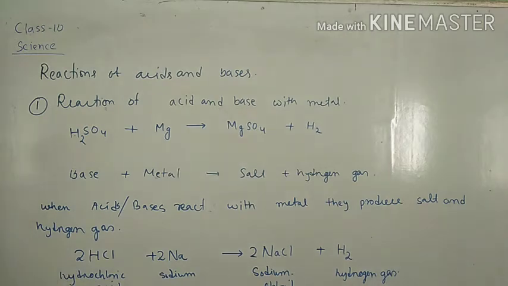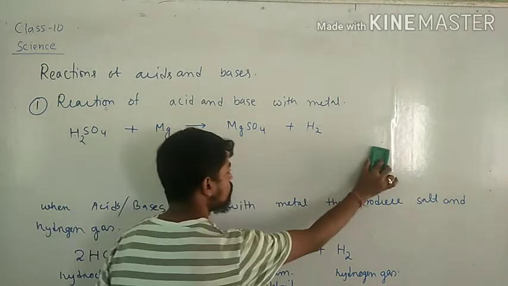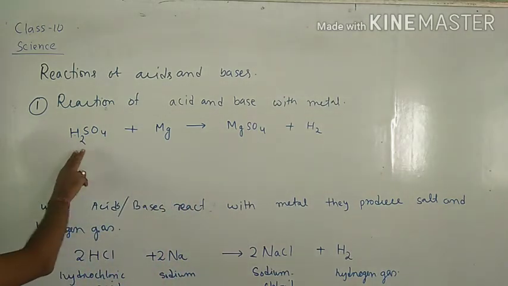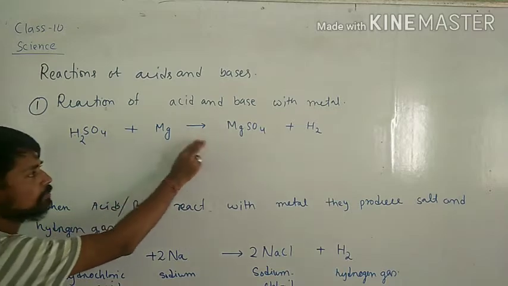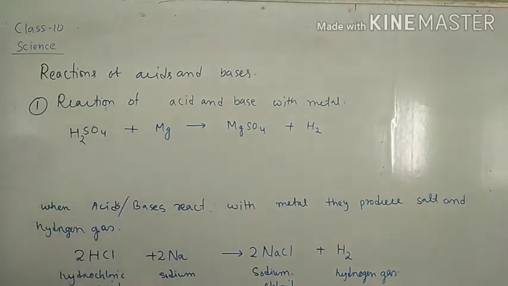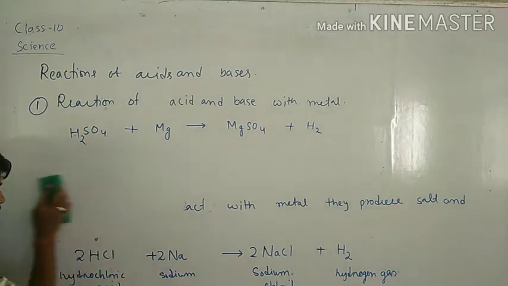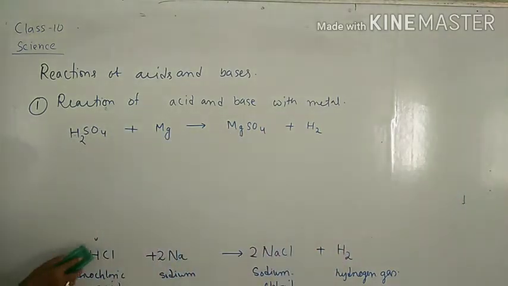Okay, see whether the equation is balanced or not. If it is balanced, then okay, and if it is not balanced, then you have to balance it. Okay. So when H2SO4, that is sulfuric acid, reacts with magnesium metal, it produces magnesium sulfate and hydrogen gas. Now let us see the reaction of base with metal. Okay, these are the two examples of reaction of acid with metal.